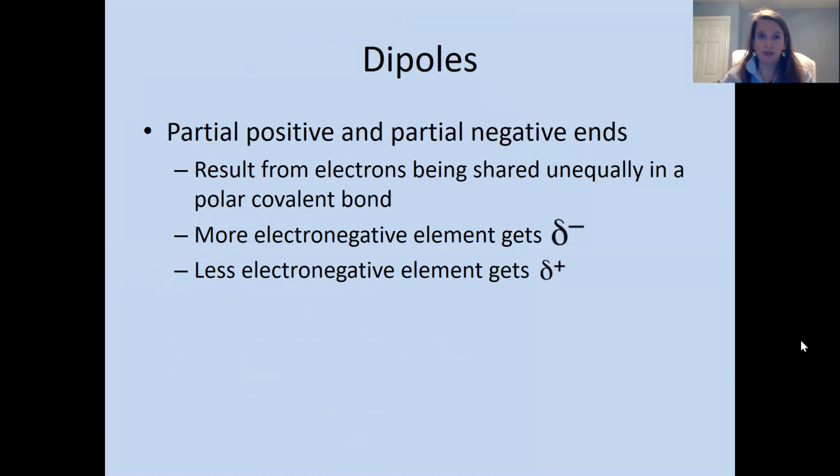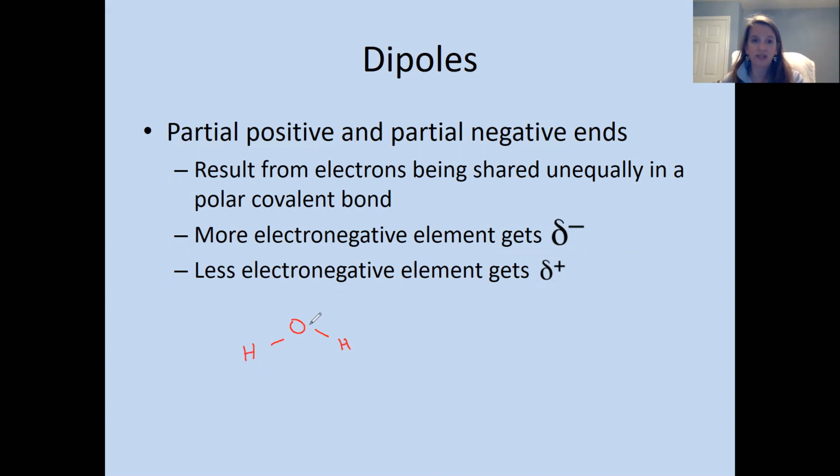Now with polar bonds, like I was saying, there's an unequal sharing of electrons in the bond. This is going to create a partial positive and a partial negative end. Because it has a partial positive and a partial negative end, it would create what's called a dipole. So let me draw something down here. Let's say we have water. We've got H2O. So water looks like this.